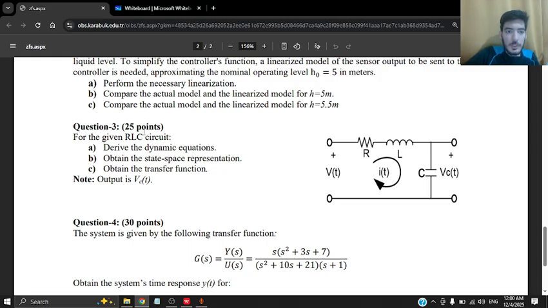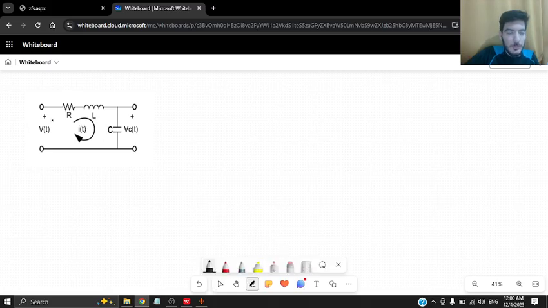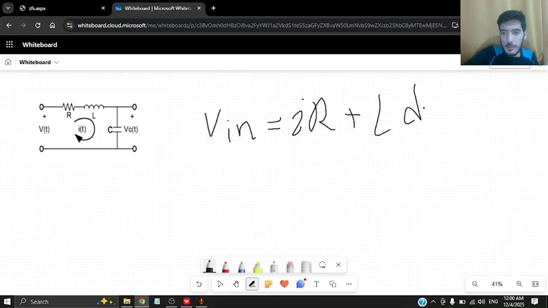Moving to the third question. Here I have this circuit, and for A section I have to derive the dynamic equation for it. So here it is. Here the total voltage drop across these three elements should be equal to the V input. So I can write Vin equal to the voltage drop across resistor, which is I times R plus L di over dt plus Vc.